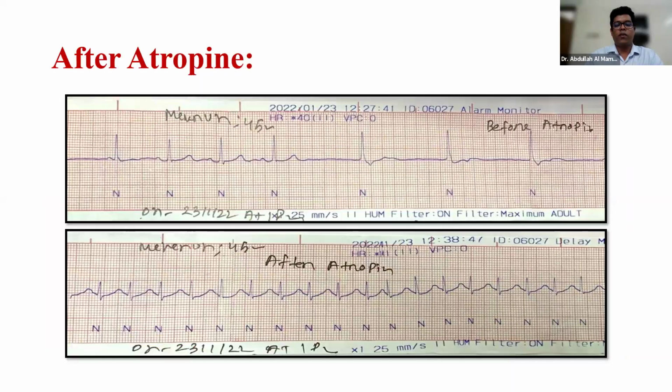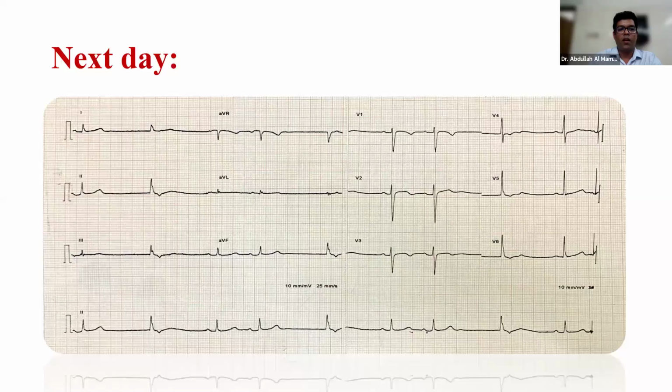In this case, atropine was given to increase the rate, and after giving atropine, the rate increased. The lower tracing is the increased rate. In the lower tracing there is tachycardia, maybe due to sinus tachycardia or junctional tachycardia. So next day, another ECG.